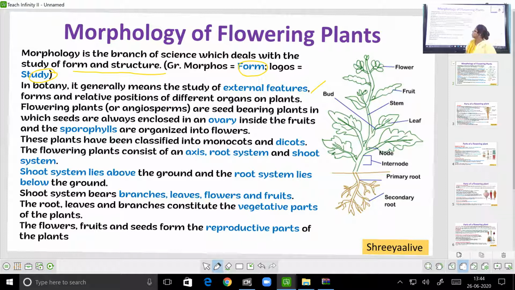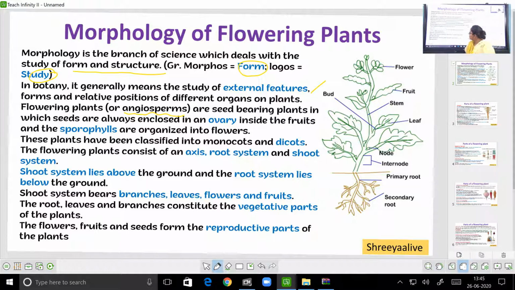Flowering plants are also called angiosperms. They are seed-bearing plants in which the seeds are always enclosed or covered in an ovary inside the fruits, and the sporophylls are organized into flowers. In simple terminology, flowering plants are also called angiosperms, and they always show the presence of flowers in clusters.